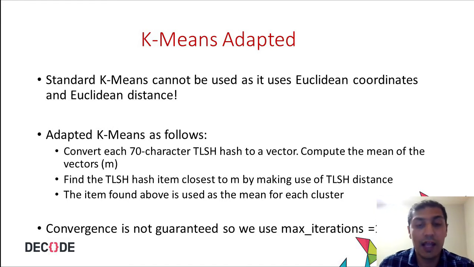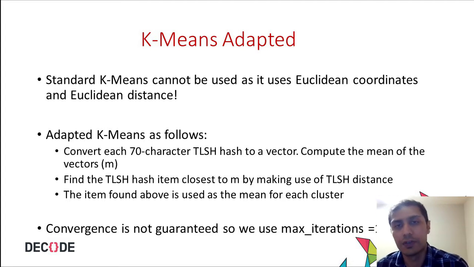Note that the convergence of the algorithm is not guaranteed. So we make use of max iterations, 10. What that means is that we'll run 10 iterations of the k-means algorithm, and then we will terminate.